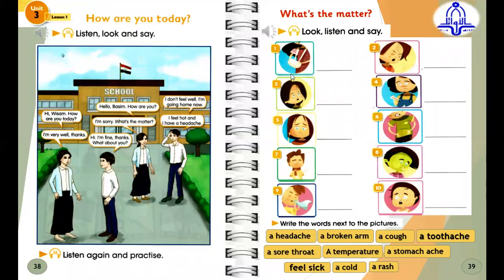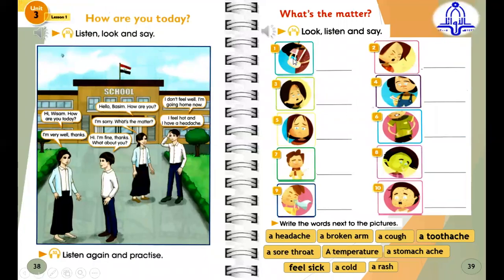First, picture number one is a broken arm. As you see in this picture, it's a broken arm. Picture two is a cough. Picture three, a headache. Picture four is a temperature. Picture five is a toothache.